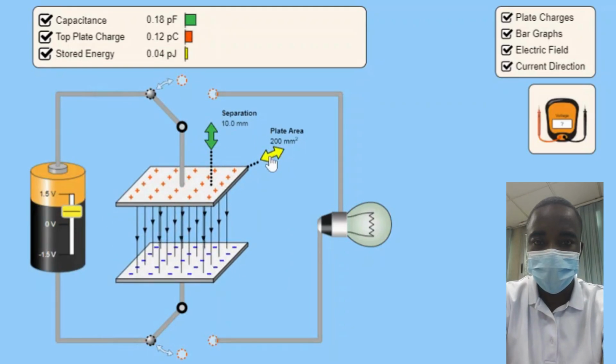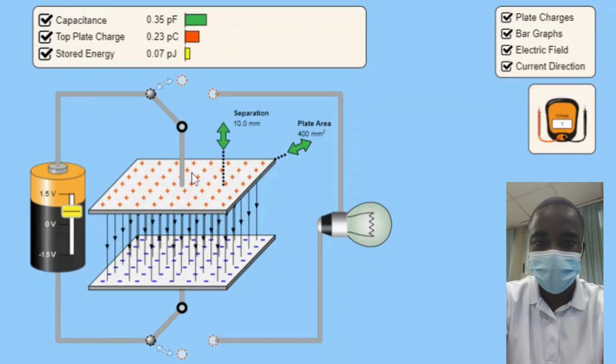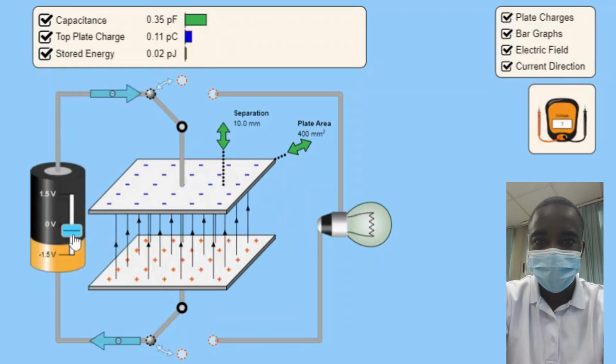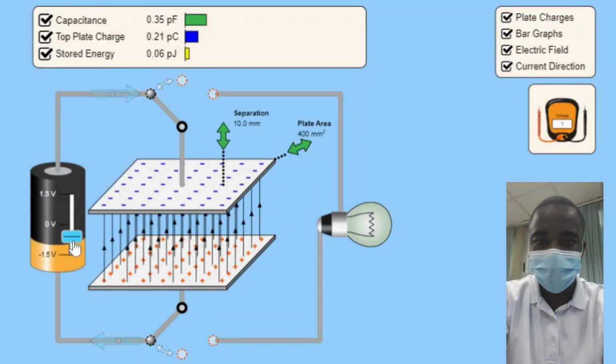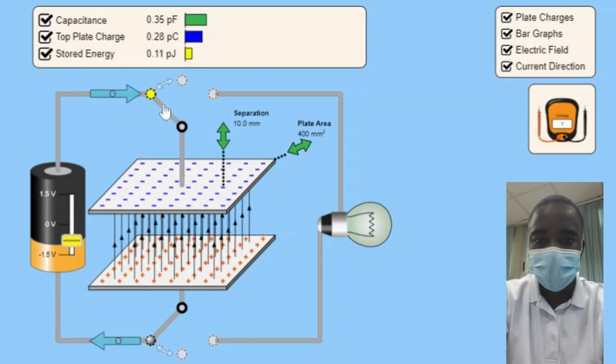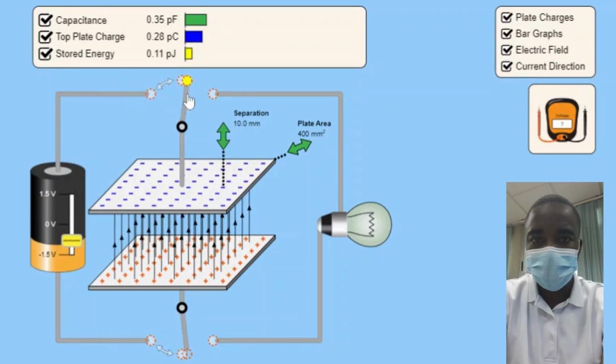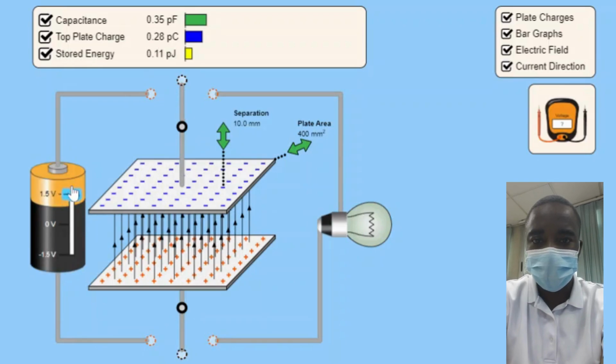The simulation provides an interactive platform where students can actively engage with the concepts of capacitance and RC circuits. By adjusting various parameters and observing the results, students can gain a deeper understanding of the principles governing capacitors and their behavior in electrical circuits.